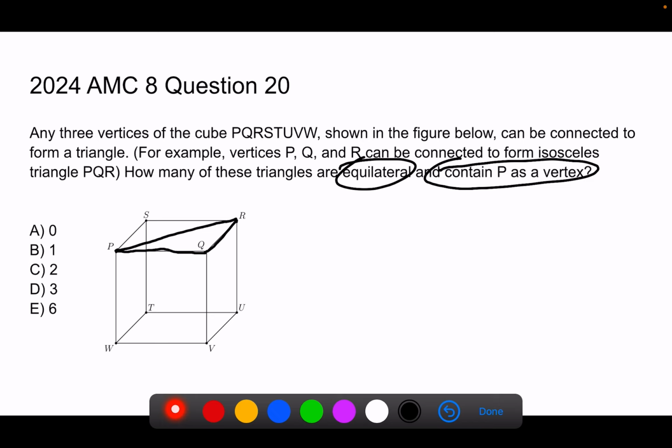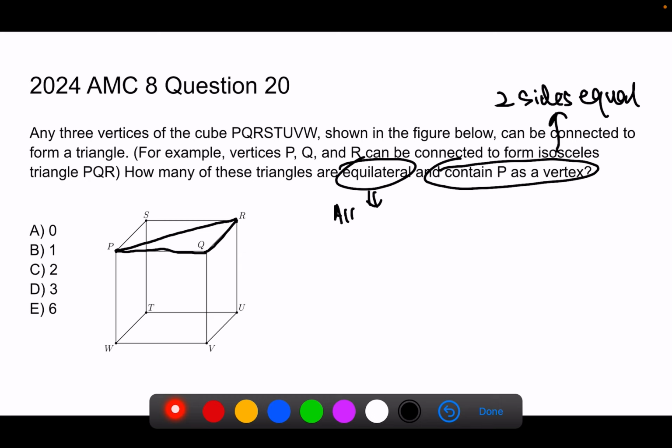So two conditions you need to meet. It has to be equilateral, and P should be one of the vertices. Some quick definitions. Isosceles triangle means two sides are equal. For PQR, PQ and QR are equal because they're both side lengths of a square. So PQ and QR are equal, and that's why it's an isosceles triangle. Equilateral means three sides are all equal.